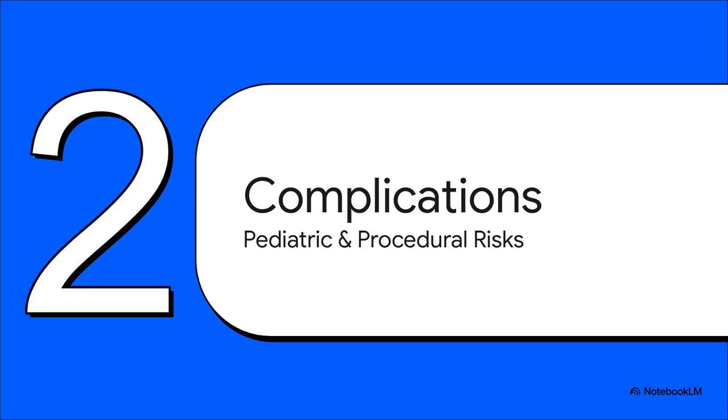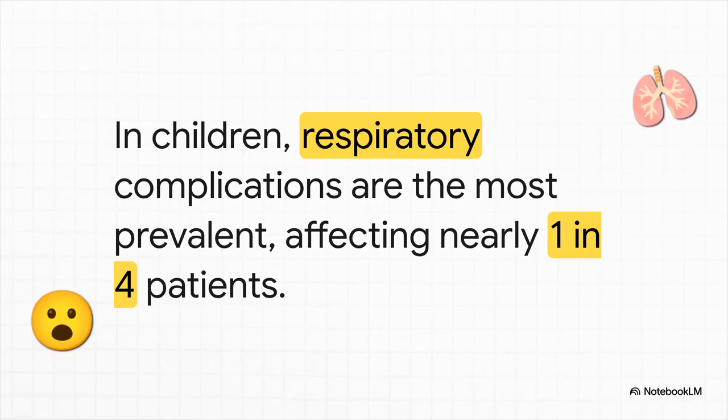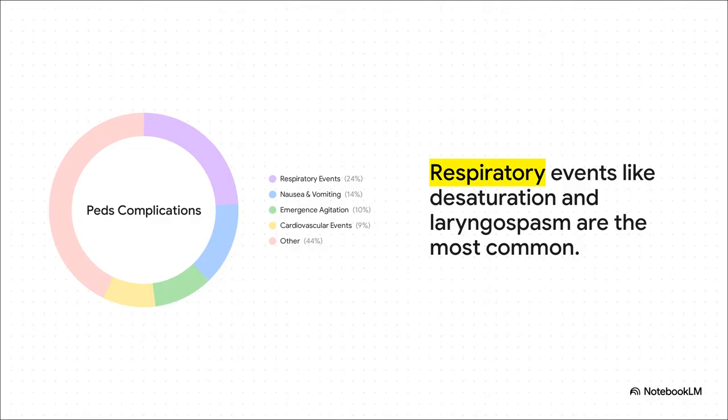And we're going to start with a population that has its own very unique set of risks: kids. For pediatrics, it's all about the airway. When you think peds complications, your first thought has to be respiratory events. They are by far the number one issue you're going to face and a huge focus on any exam. This chart just spells it out for us, doesn't it? Look at that. Respiratory events like desaturation and laryngospasm are leading the pack at almost 24%. And right behind that are two other classic pediatric challenges: PONV and, of course, emergence agitation.